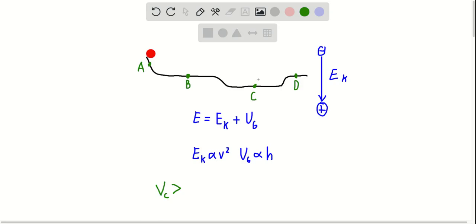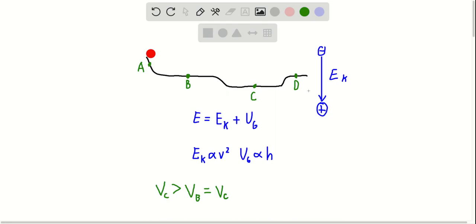We have B and C that are at the same height, but they are not as high as A. So we know that B and C are going to have the same velocity, but they are not as slow as A. So that means that VB equals VC.